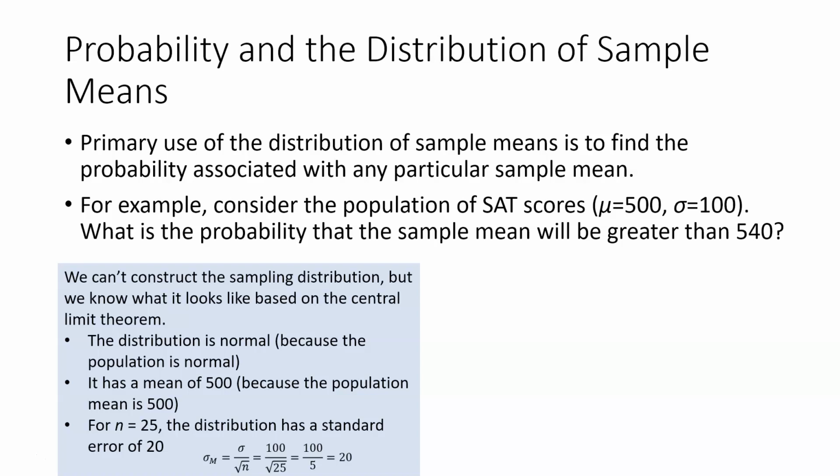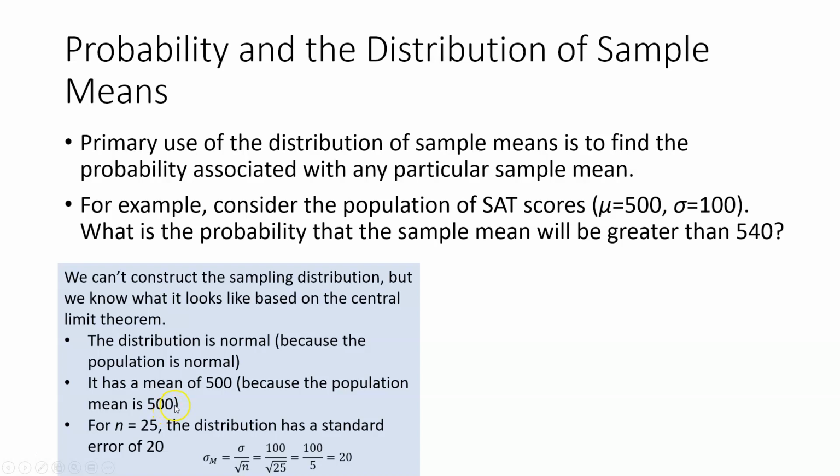But theoretically, using the computer modeling that we did earlier and the principles of the central limit theorem, we should be able to draw out what we think it will look like. So we know that the distribution is going to be normal because the population is normal. And we know that it's going to have a mean of 500 because the population mean is 500.